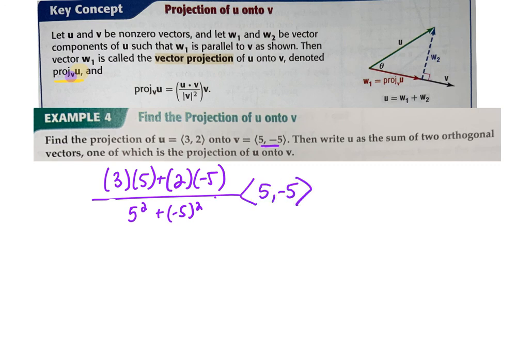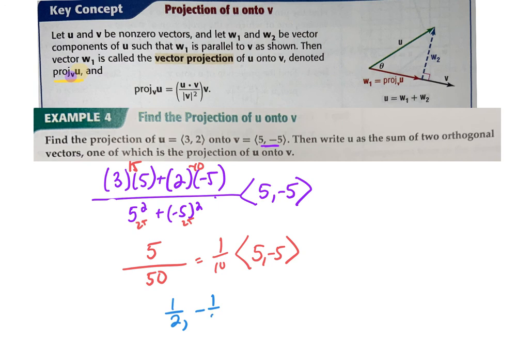So I want to simplify this first before I do scalar multiplication here. 3 times 5 is 15. So I have 15 plus negative 10, so my numerator is going to be 5. Here I have 25 plus 25, so my denominator is going to be 50. I can reduce that, so I have 1 over 10. And that's multiplied by 5, negative 5. So my projection is going to be 5/10 or 1/2, and negative 5/10, negative 1/2.